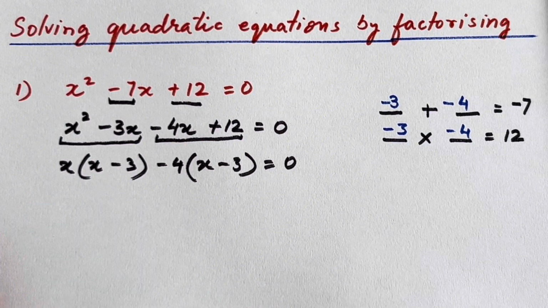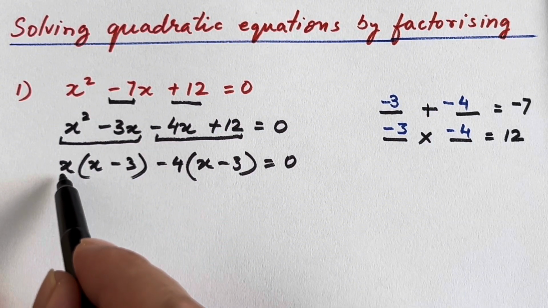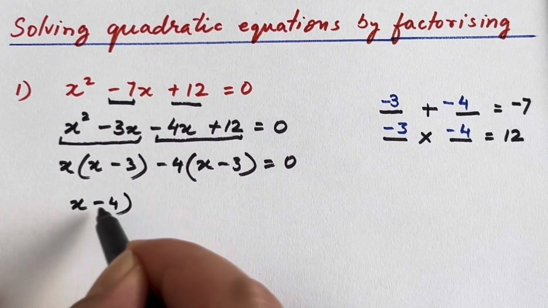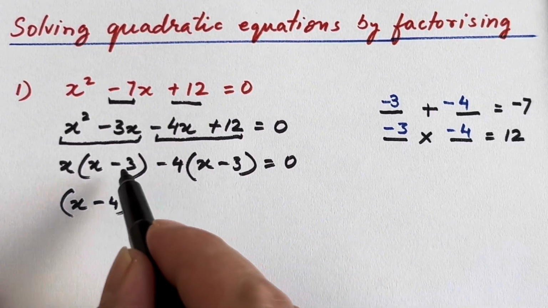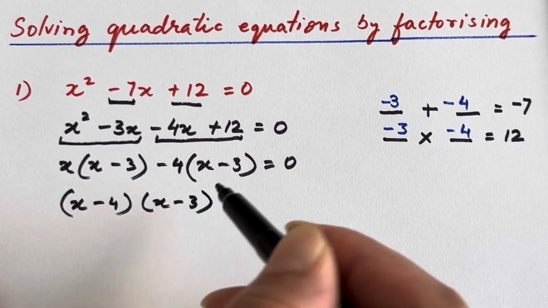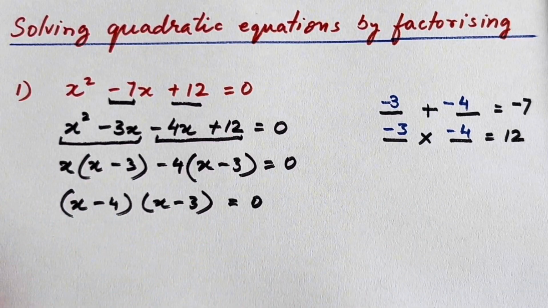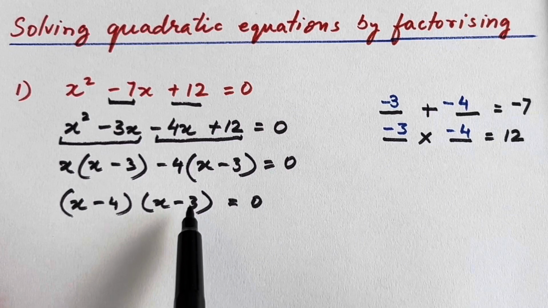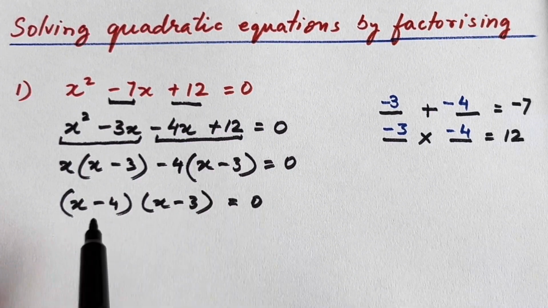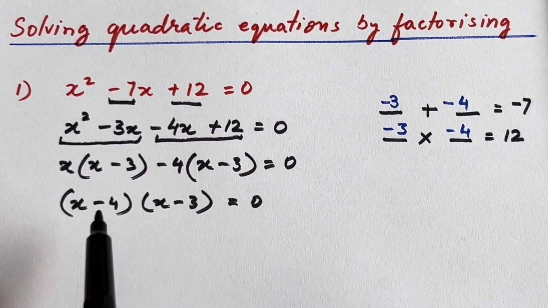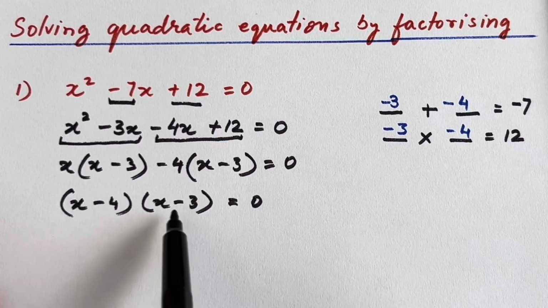Okay, so what we can do now is the outside ones, x minus 4, I can group those in one bracket and write the common ones that are in the bracket as x minus 3 equal to 0. Now what does this mean? x minus 4 times x minus 3 equal to 0. So when I multiply two numbers, and that gives me 0, so either one of them must be 0.